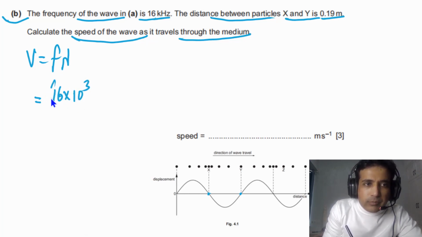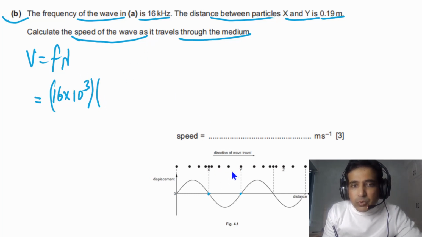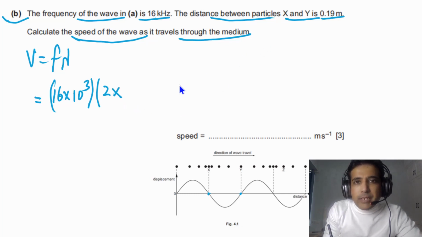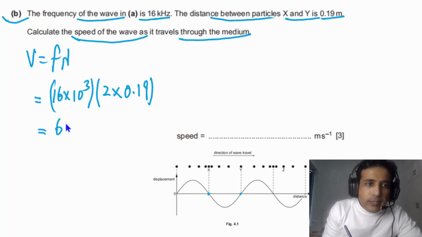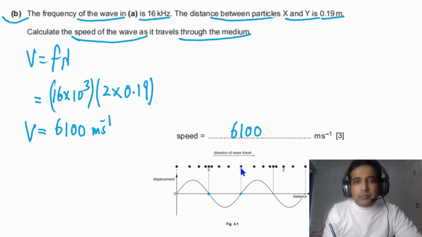So we can multiply this one with 1000. And the wavelength has to be 2 times XY. So lambda is 2 times XY, and XY is equal to 0.19. Now simply we need to multiply, and we can find the value of v. And value of v in this case will be equal to 6100 meters per second. So this is how you can calculate. Quite a straightforward one, and up to 2 significant figures you can write down 6100 meters per second.